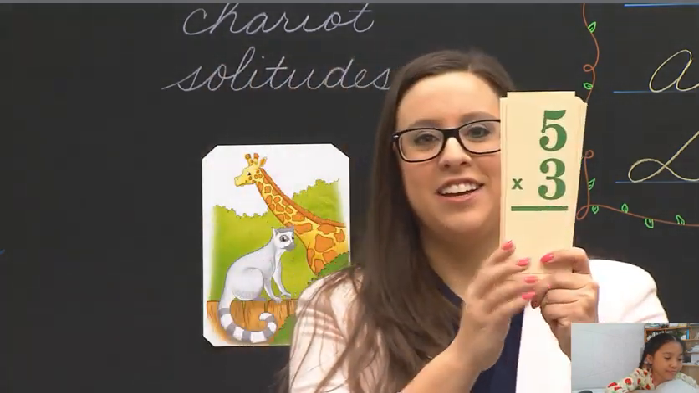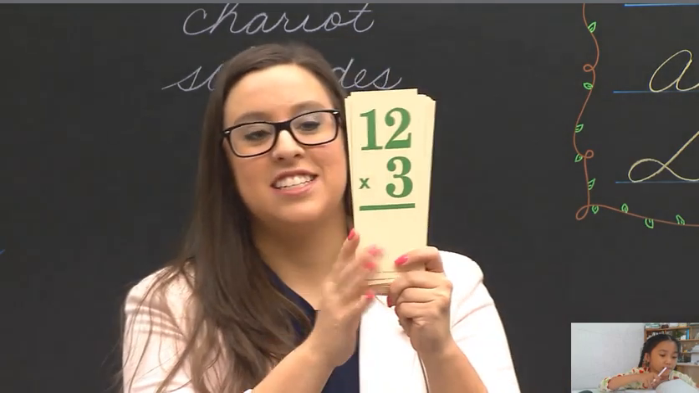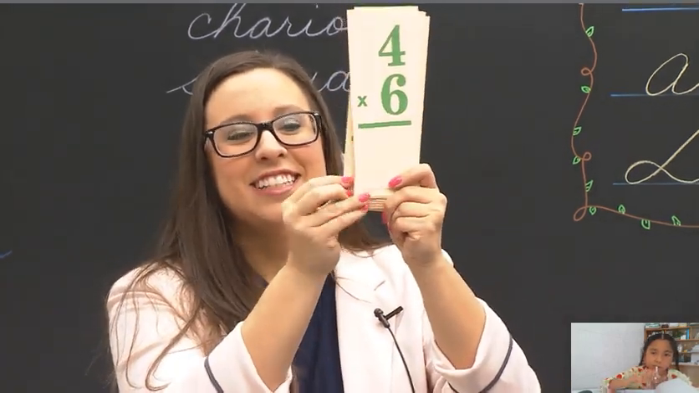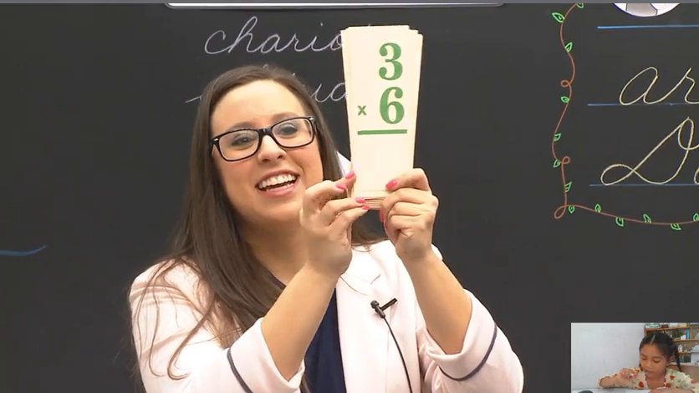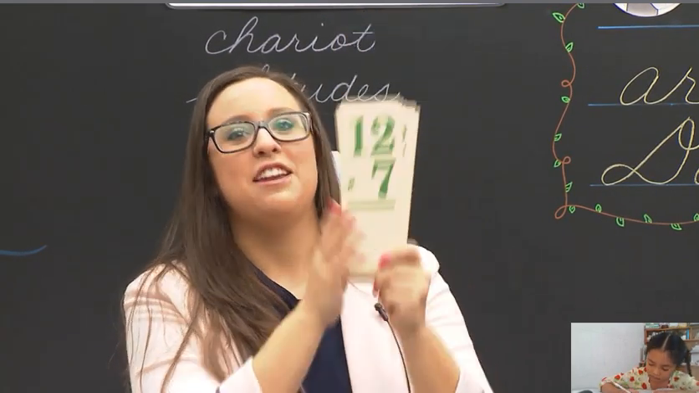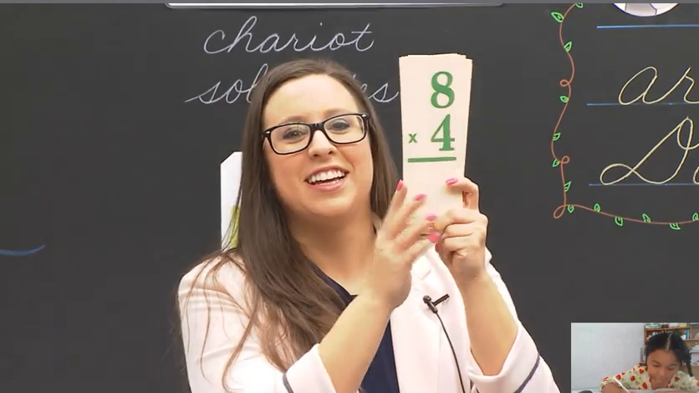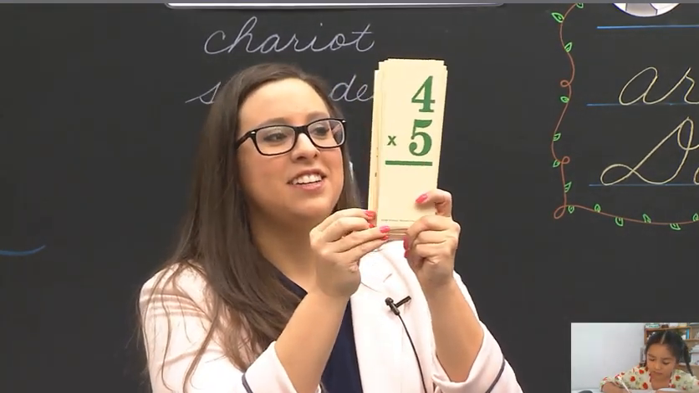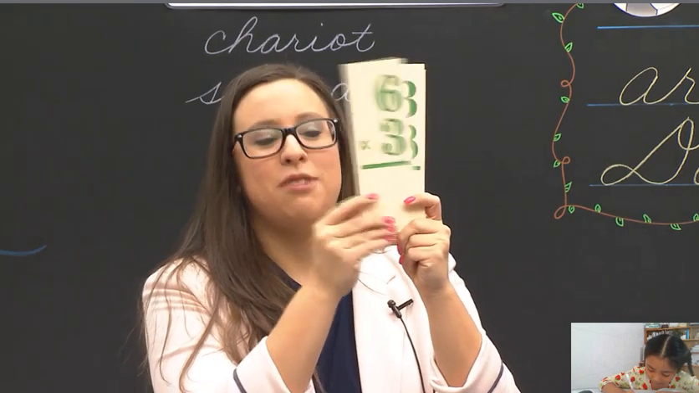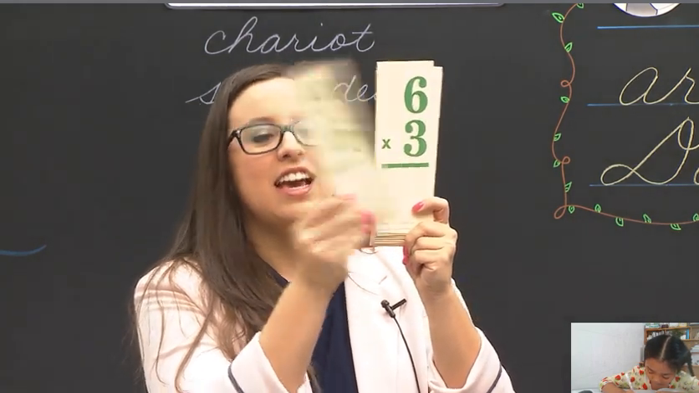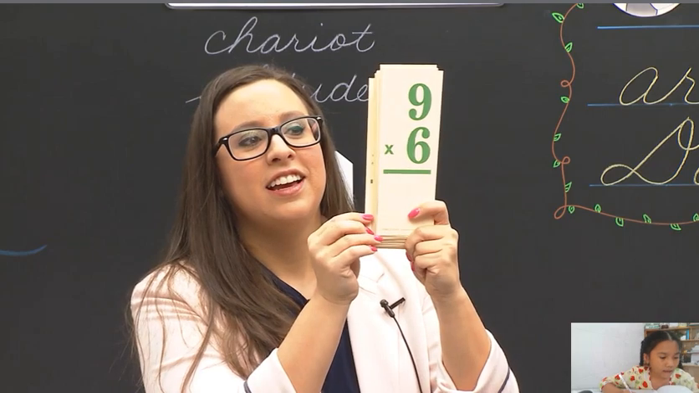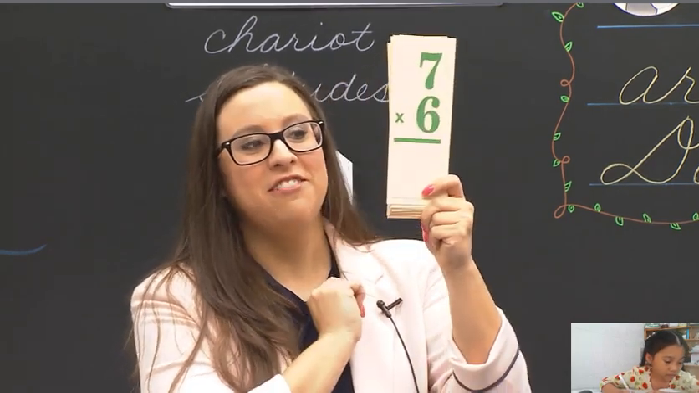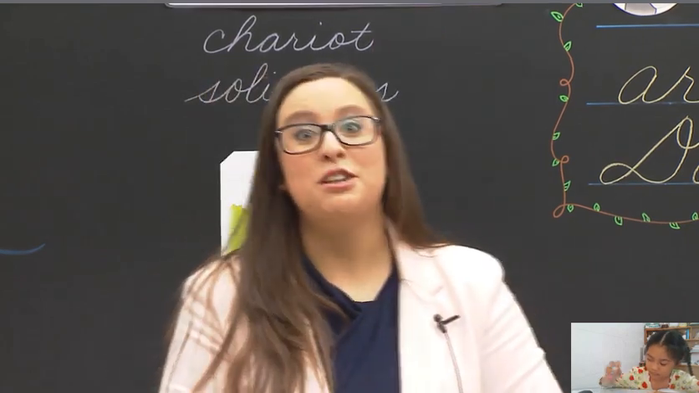Good. 15. Yes. 36. Yes. 72. 24. Yes. 18. 84. Good. Row 5, continue. 32. 18. 20. 24. 18. 27. 54. 35. 42. Way to think.